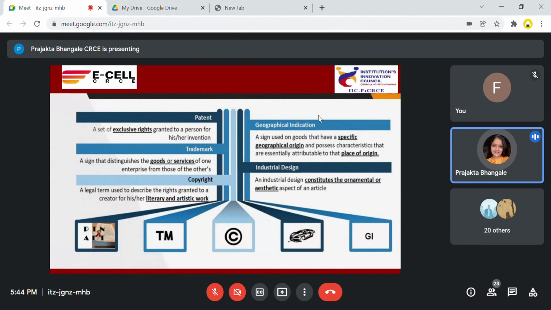What is the difference between all those things? You can see, the first thing you can read: the set of exclusive rights granted to a person for his invention. Means if you have designed some car, for example, or some new design has come into your mind and you have invented it, and no one has designed such a thing before, then you can think about that particular prototype. You can go for the patent. Why go for a patent?